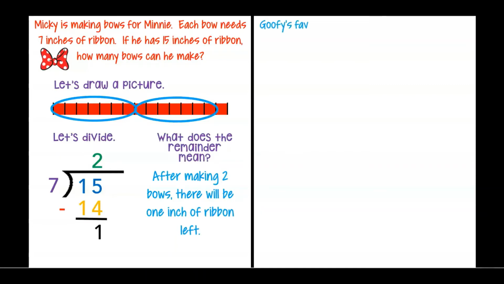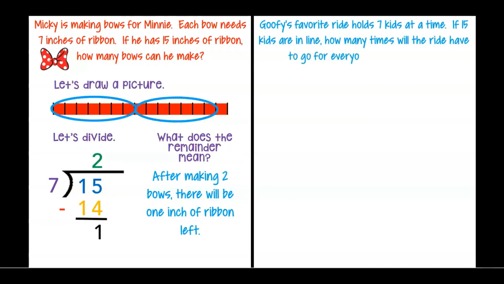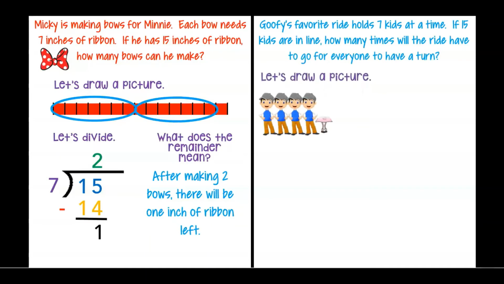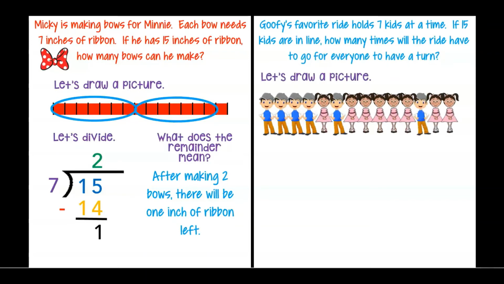Let's take another example. Goofy's favorite ride holds 7 kids at a time. If 15 kids are in line, how many times will the ride have to go for everyone to have a turn? Let's draw a picture. Here are the 15 kids that want to ride the ride. They are waiting in line so sweetly and patiently. Each time the ride runs, 7 kids get to go. So the first time the ride goes, the first 7 kids go. Then the second 7 kids.